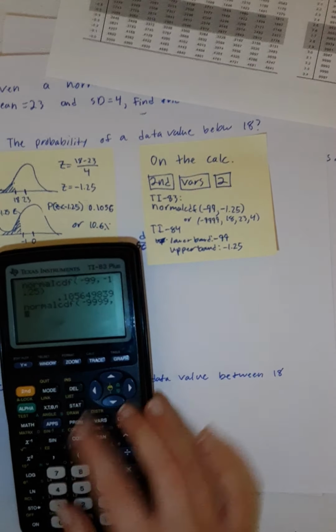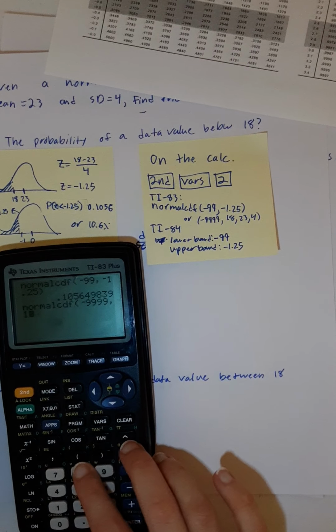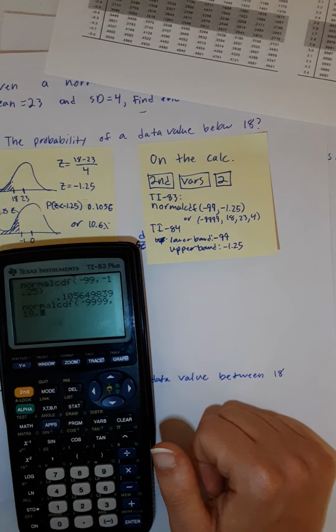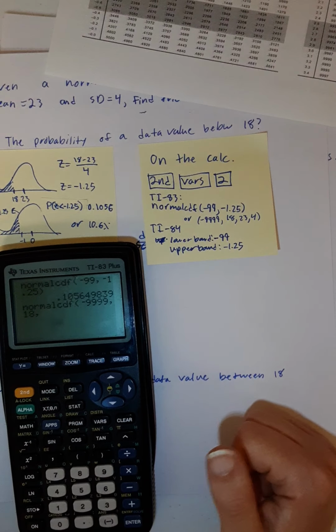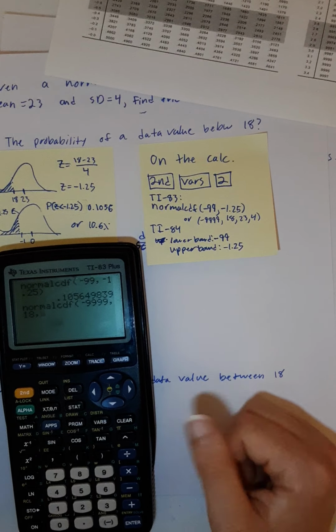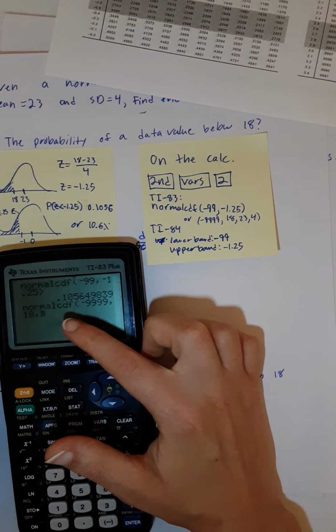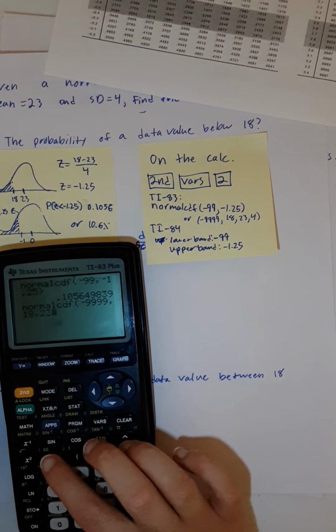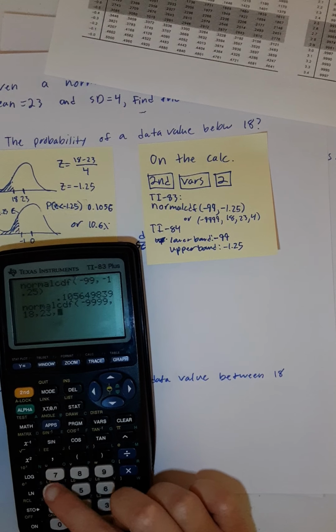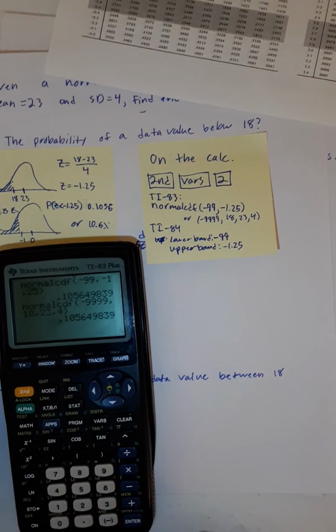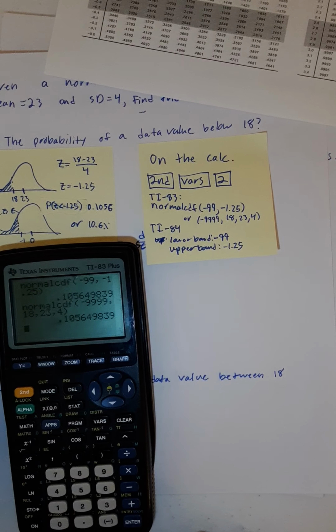Now I'm looking at this picture up here. 18, comma, and this time I don't want my calculator to assume that the mean is 0 and the standard deviation is 1. So I'm going to tell it what the mean and standard deviation are. So after I put my lower bound, then my upper bound, then I put my mean, 23. And next I put my standard deviation of 4. And I hit enter. And I get the same answer. The calculator is just doing that z-score calculation for me.